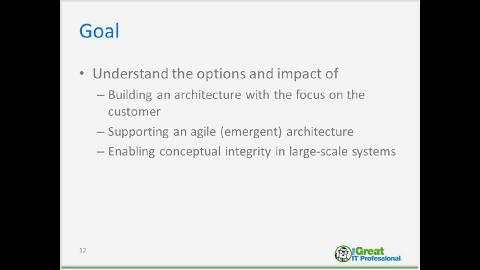So that's the goal, that you understand that there are always different options, and whatever options you are choosing, it does have an impact. However, I hopefully bring to your attention what kind of option makes the most sense.